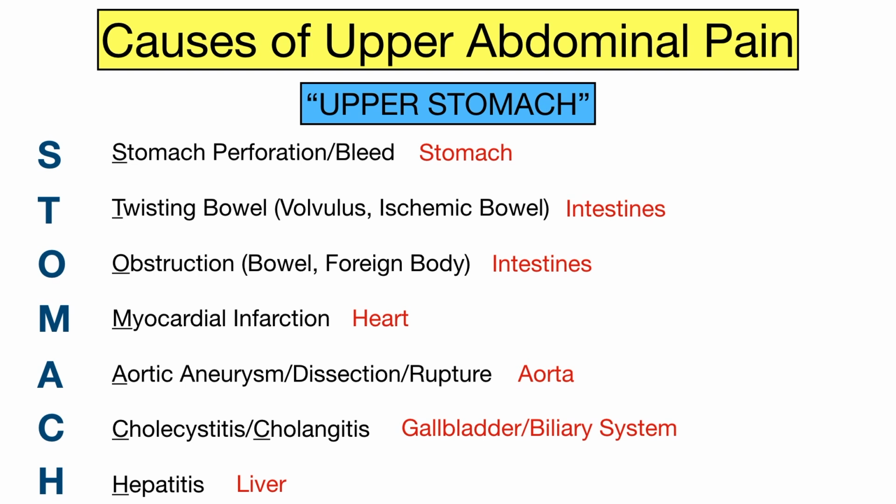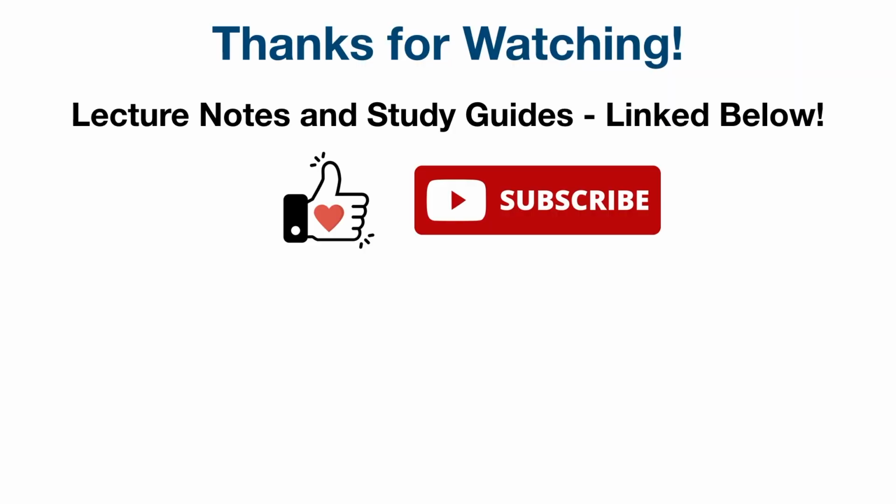So feel free to commit it to memory or write it down. Just remember, this is not a complete list of every single emergency, and other less urgent causes can potentially become emergent as well. Hopefully this gave you a simple way to remember the main emergent causes of upper abdominal pain.